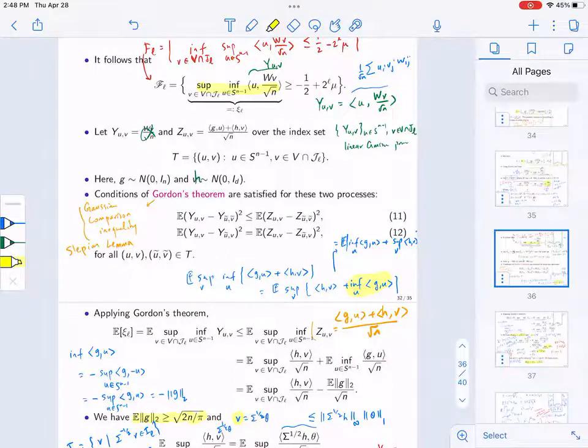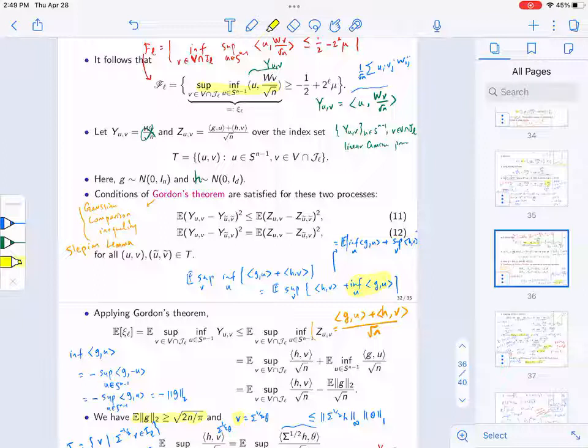So I have a control over the expectation of this. This is a random variable. I have a control over the expectation. Now I want a high probability bound. So how do we generate a high probability bound from the bound of the expectation? Use concentration inequalities, right? So you could use a concentration inequality. Is there a concentration inequality that we can use?